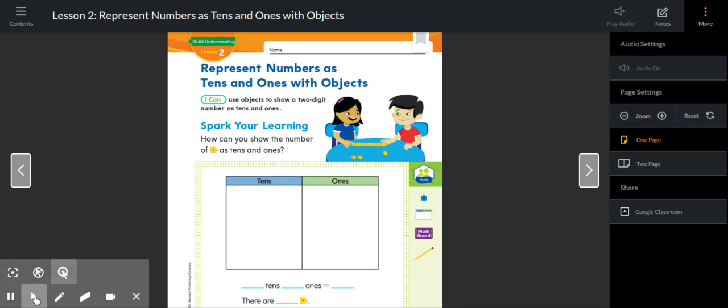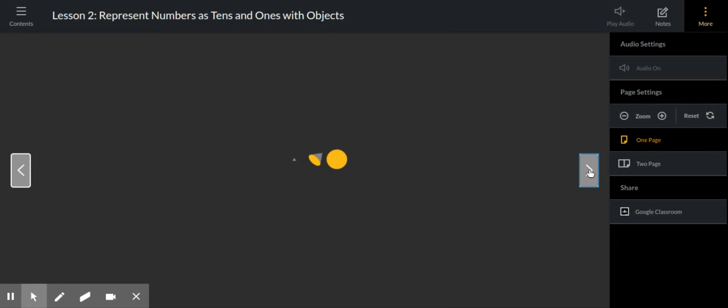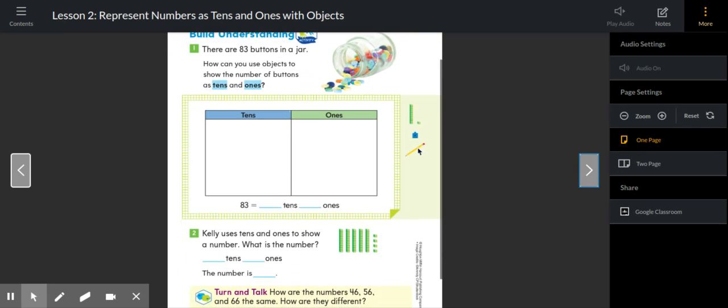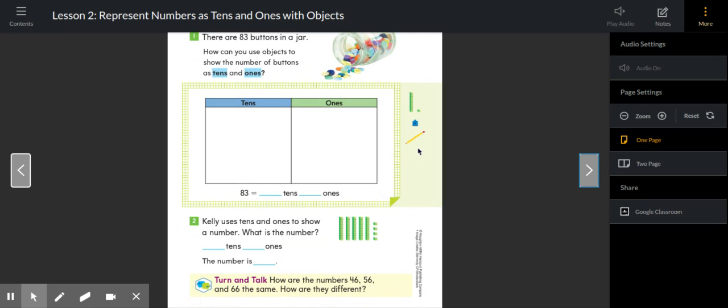Let's go on to our next page. On the next page, we are talking about buttons. And if you have a lot of buttons, that would be fantastic. Again, if we were at school, I would be dumping 83 buttons on the floor and we would be counting them together. So if you had 83 buttons, how can you use objects to show the number of buttons as tens and ones? So think about that for a minute before I tell you the answer. If you had 83, how many groups of 10 do you think that is going to be? How many tens do you think I'm going to draw? You be guessing while I'm drawing. See if you are thinking the same thing I'm thinking.